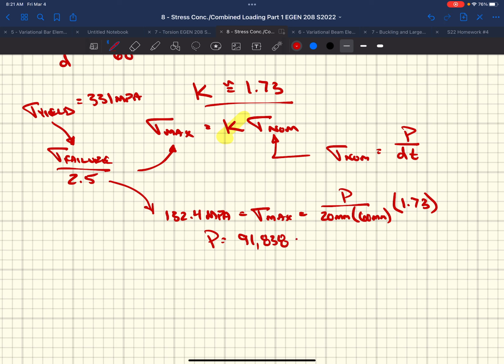91,838 newtons, right? Megapascals are newtons per millimeter squared. So you make sure we continue with our units. So we have 91.8 kilonewtons. Right?